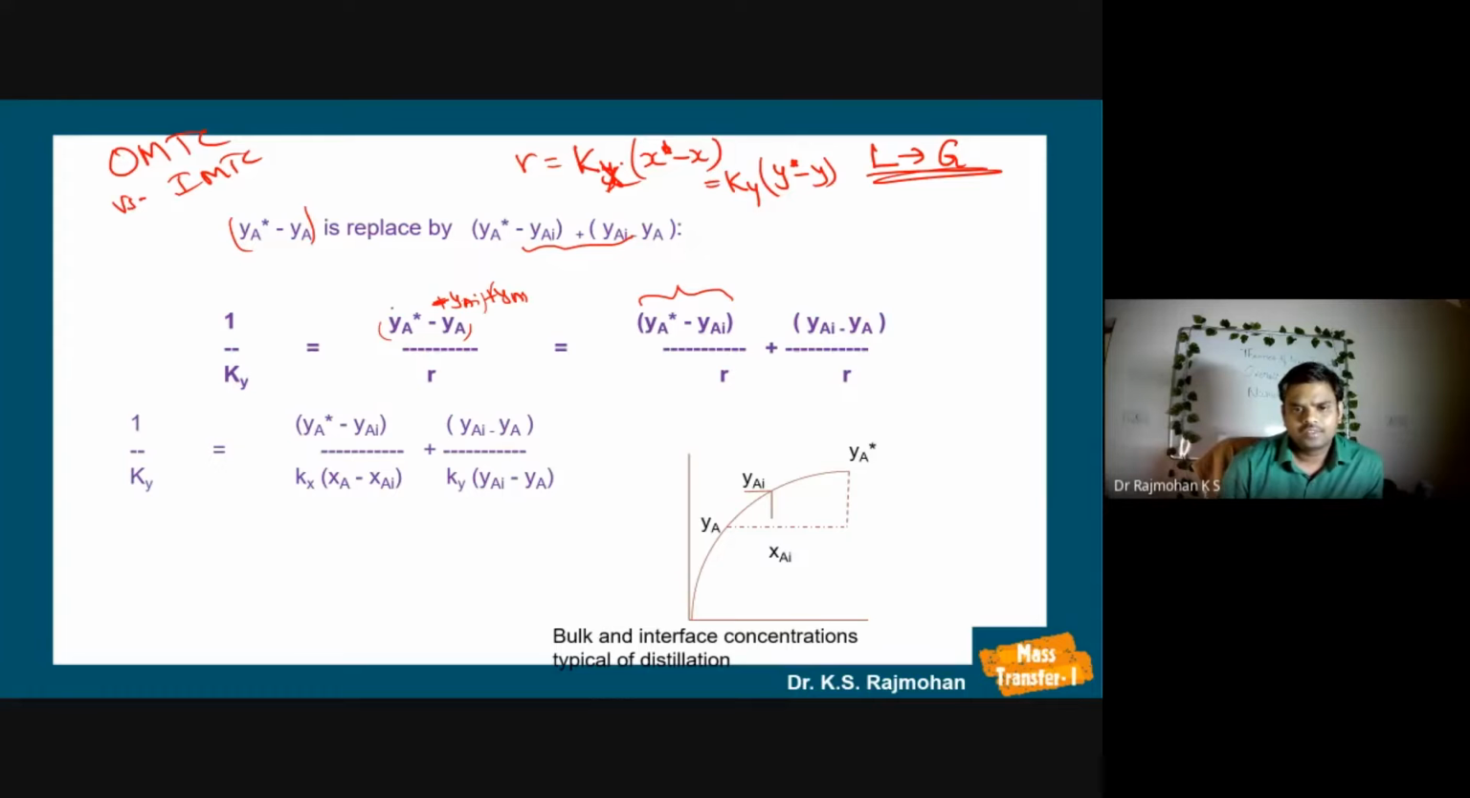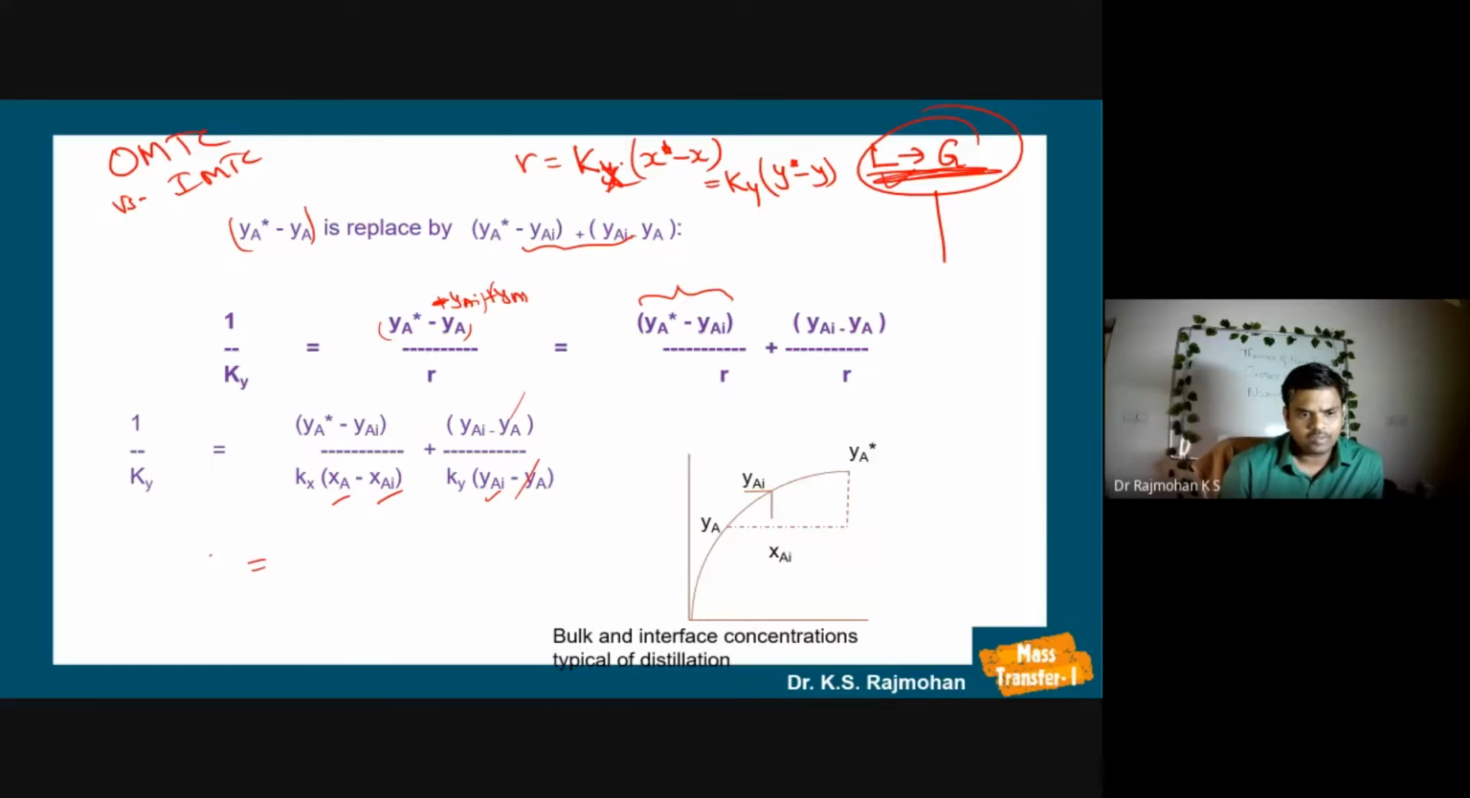So when you write r equal to kx into xa minus xai, and ky into yai minus ya, because the mass transfer is taking place from liquid to gas, the interface concentration will be more in the gas phase, and in the bulk of the liquid it will be less. In the bulk it will be more, at the interface it is less. That you should understand, for which we are writing the relationship. If you write ky equal to yai minus ya, we will see that this gets cancelled.